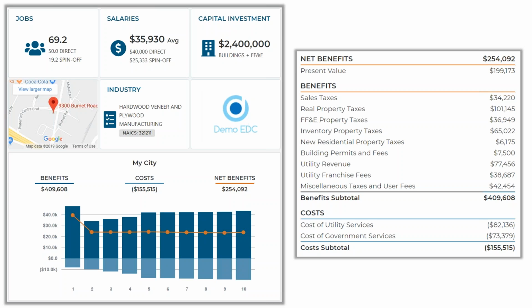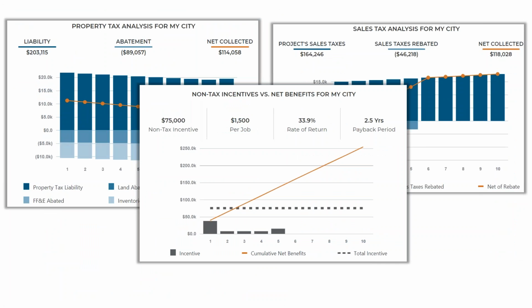On the right-hand side, you can see we go into the weeds quite a bit to derive those net benefits. You can see the taxes, things like sales taxes or property taxes, and all the different sources of revenues that we're picking up that are part of the analysis. I also mentioned incentives, and this next screen shows our different capabilities around looking at economic development incentives. Typical things like property tax abatements or rebates, we can evaluate those.